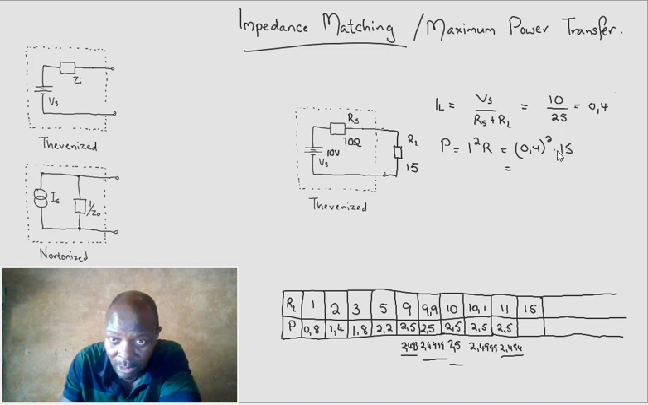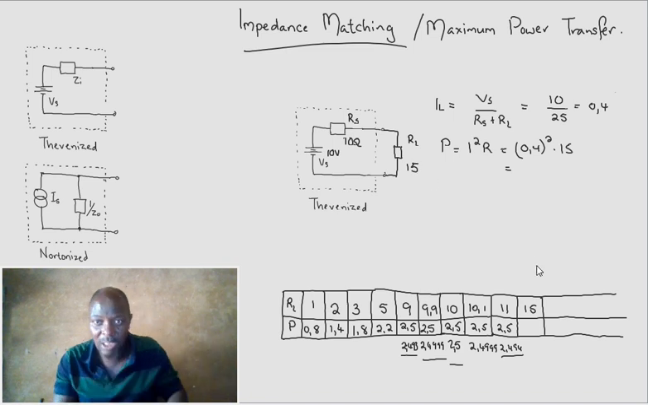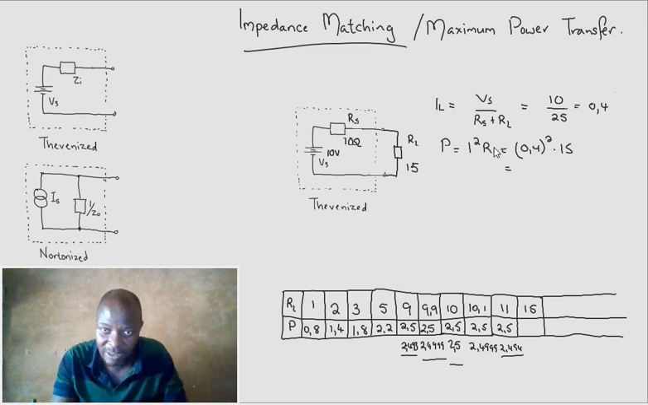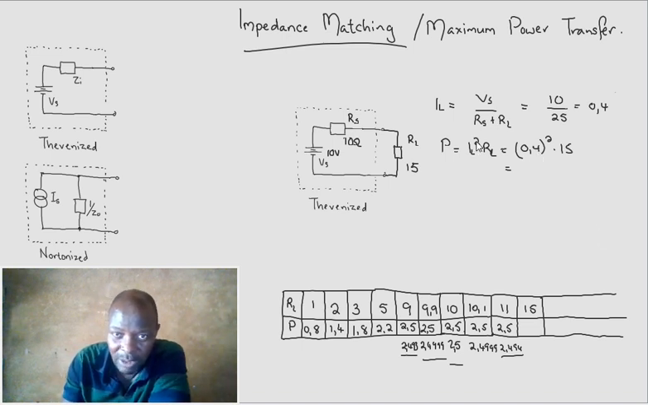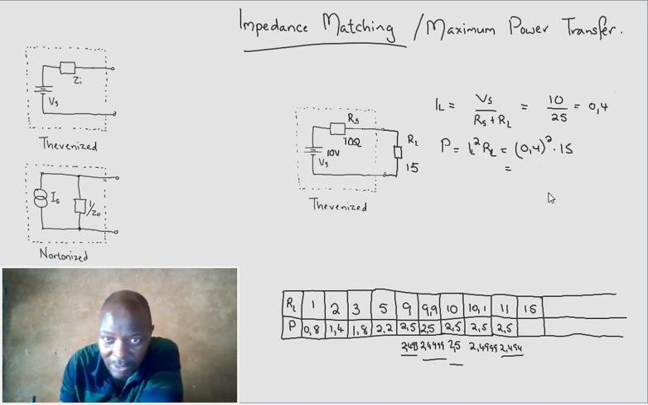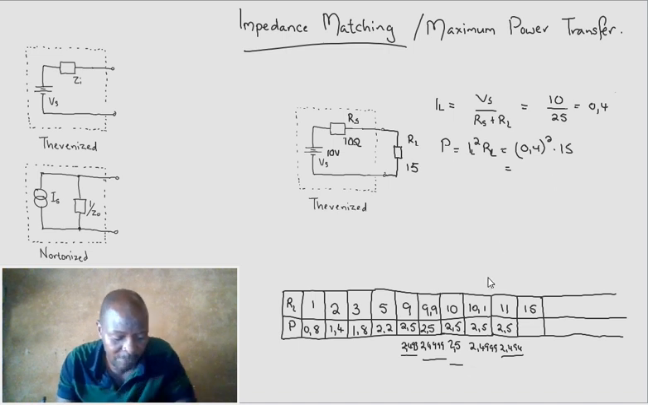Our resistance is 15, not the total, the load resistance. That will be IL squared times RL. I almost made that mistake. Some people might make the mistake of putting the total there instead of here. We want the RL only. So this will be 0.4 squared times 15, and it has gone down to 2.4.